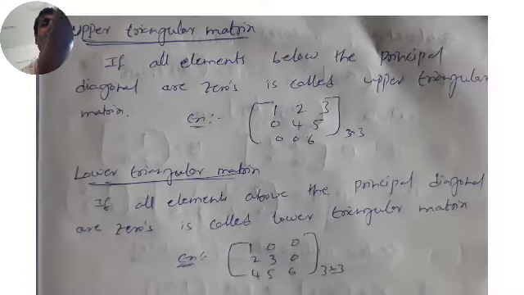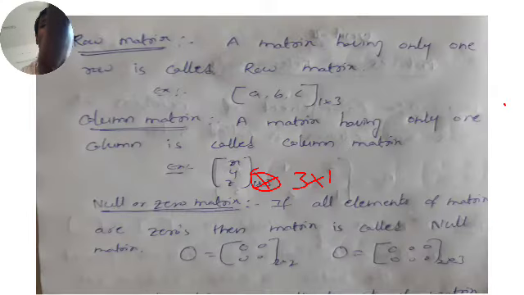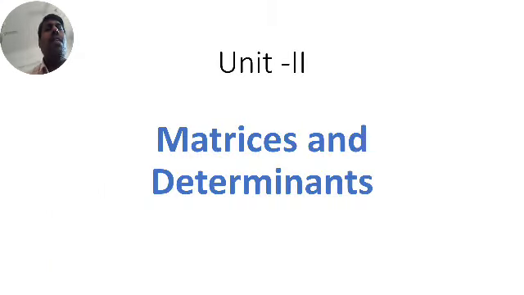Yesterday, due to an internet connection problem, we were unable to complete our class. So we just covered the definition parts. Let us recall what was covered. We started unit 2, the new chapter, matrices and determinants. So in matrices and determinants, first of all, what I gave: matrices and determinants.